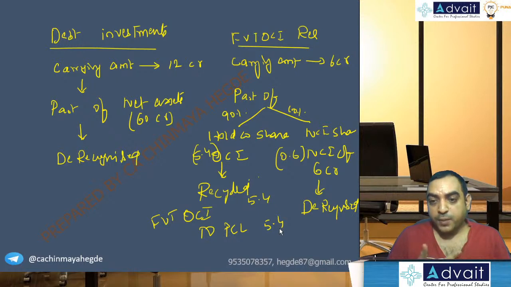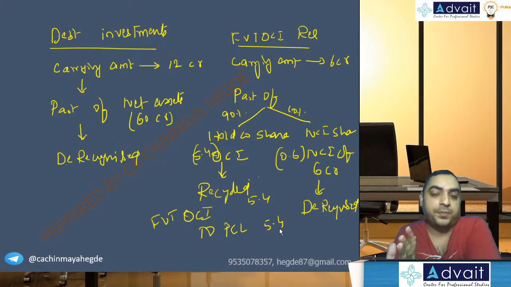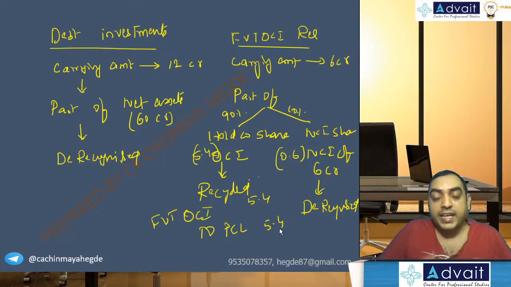Kanishka is asking, so we are passing the entry now, how is it included in 6? I did not get the question. 6 is the fair value FVTOCI, it's a reserve. That would have been transferred to the holding company's OCI 90%, and to NCI 10%. And the 90%, 5.4, is what we need to de-recognize.